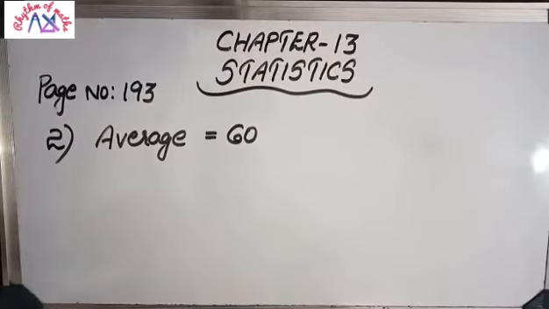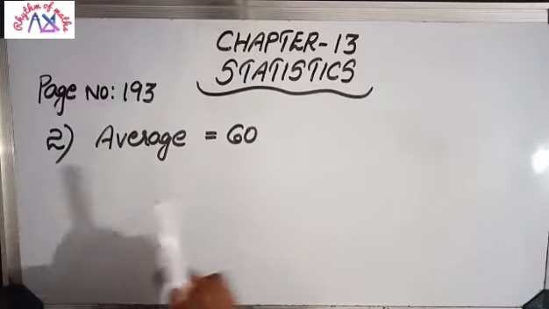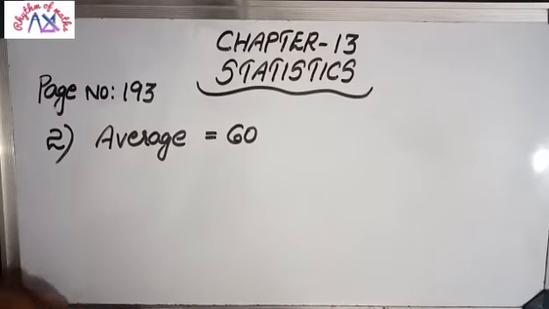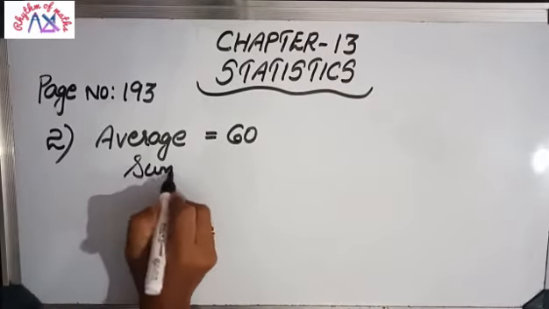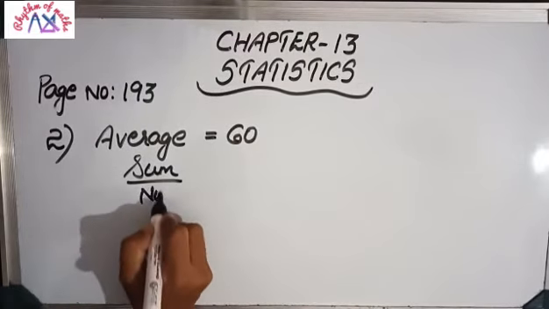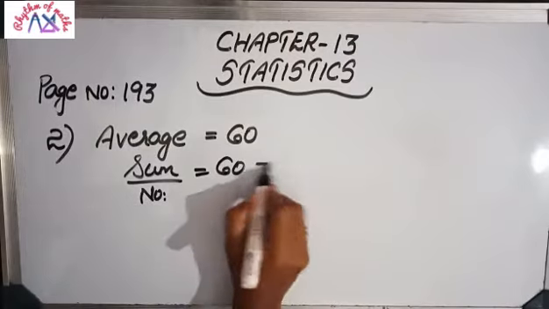In this question we have to find two sets of 6 numbers. Average is given as 60. We have to find two sets of numbers with the conditions given below. What is the average equation? Average equals sum by number. That is already given as 60, and this number also we have what?